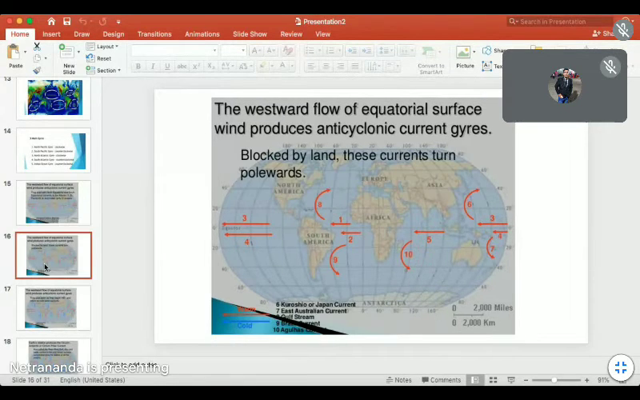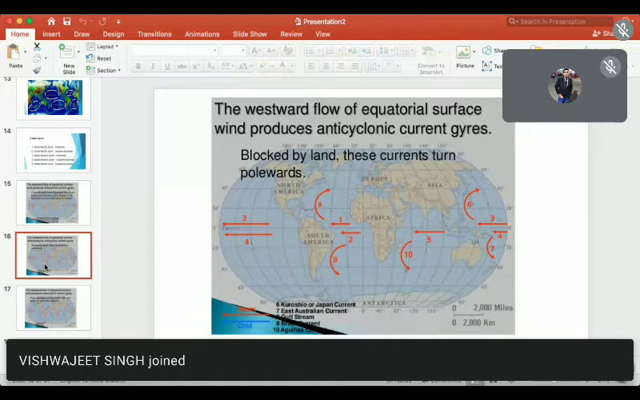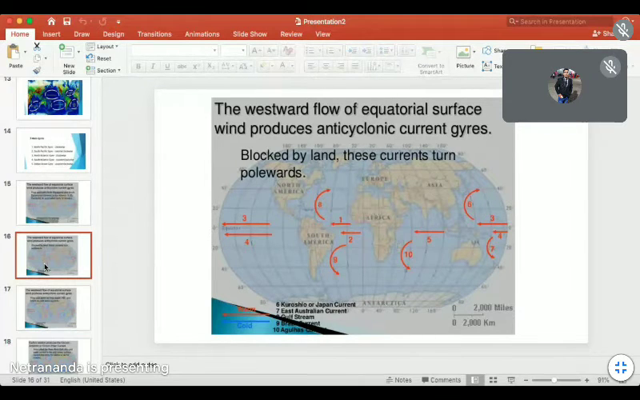Okay. Then within the ocean, the westward flow of equatorial surface winds produces anticyclonic current gyres blocked by the land. You see 1, 2, 3, 4, 5, then you can see 6, 7, 8, 9, 10. Number 6 is on the east side of Japan, 7 is the east side of Australia, 8 is in the Atlantic Ocean, in the Caribbean Sea, the West Indies side, 9 is on the eastern side of Argentina, and 10 is the eastern side of Madagascar.